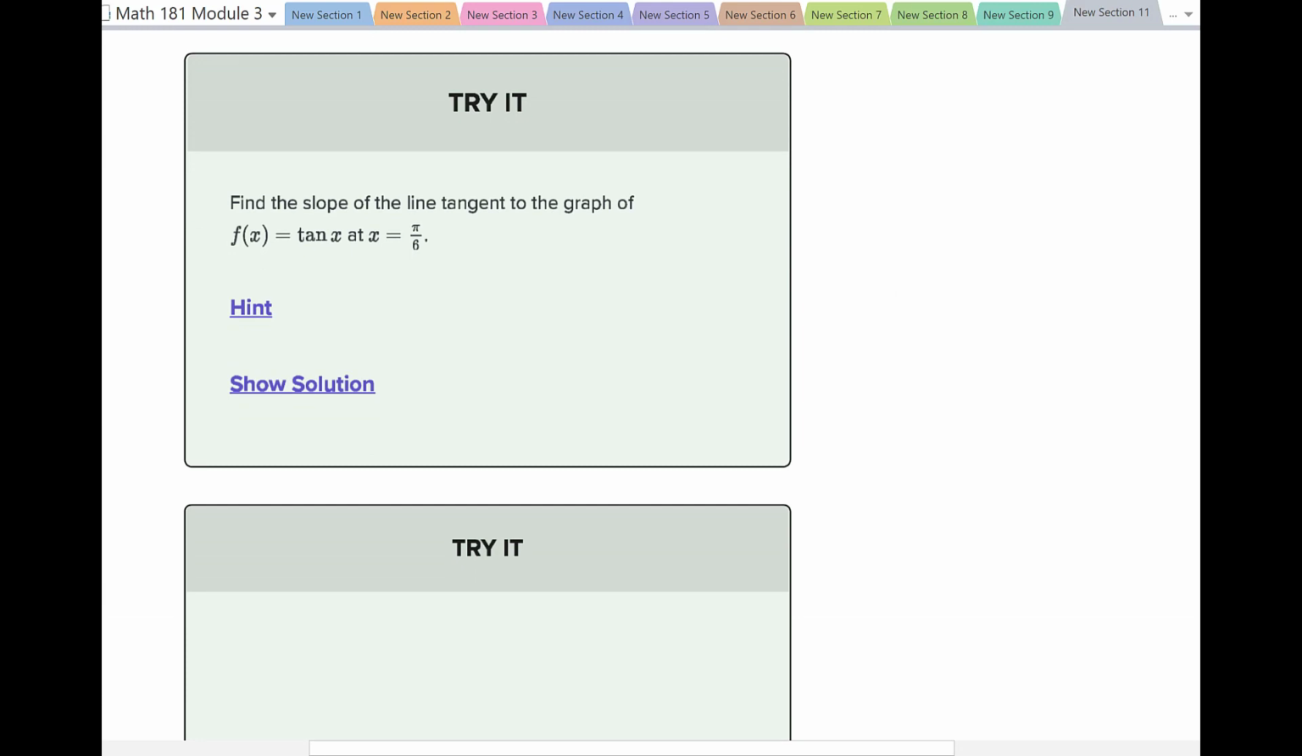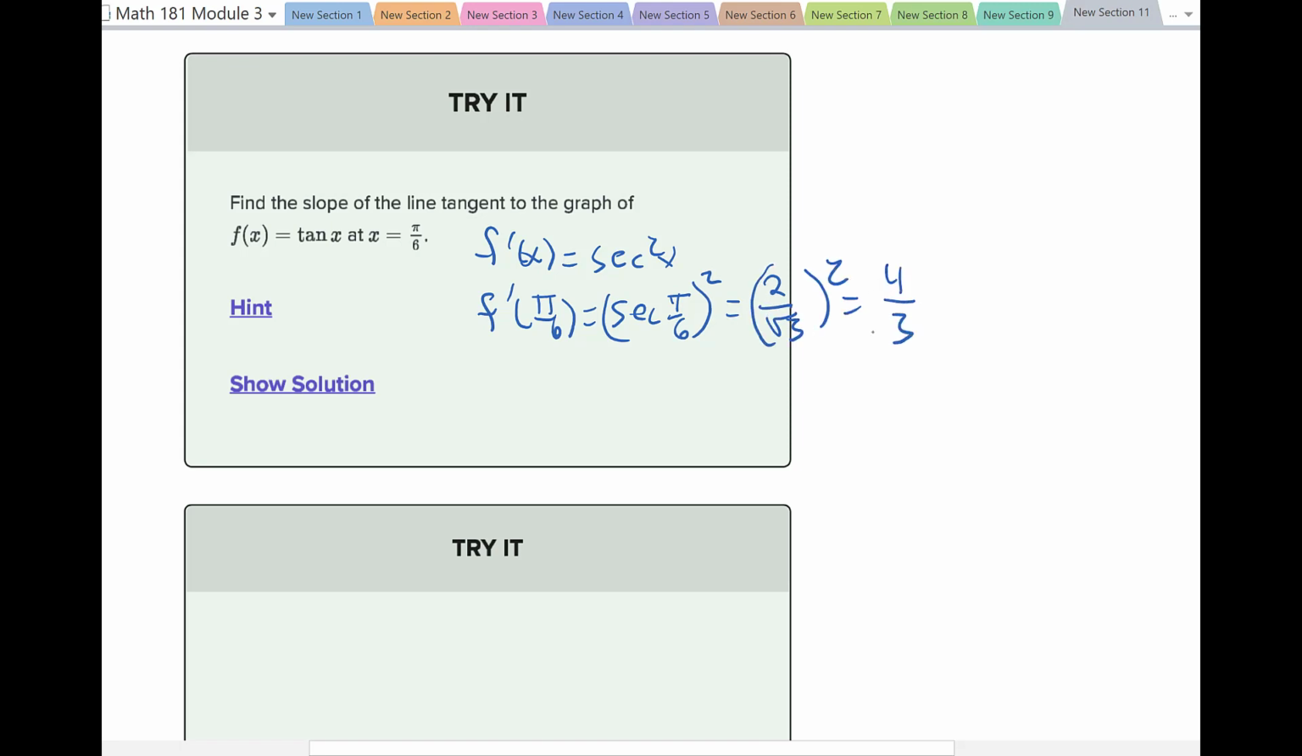Find the slope of the line tangent to the graph at x equals pi over 6. So it's f of x equals tangent x. So f prime of x is secant squared x. So f prime at pi over 6 is going to be secant of pi over 6, and we square that quantity. So let's see. For pi over 6, secant of pi over 6 is going to be 2 over the square root of 3. We square that to give us 4/3.